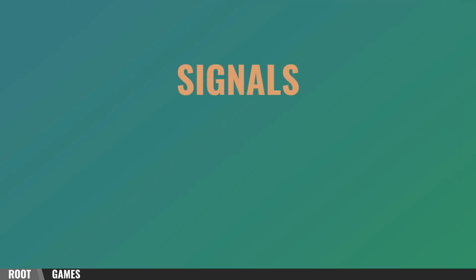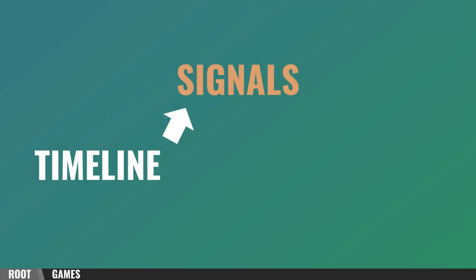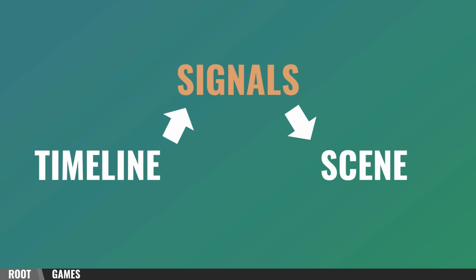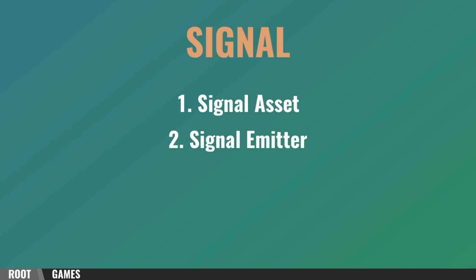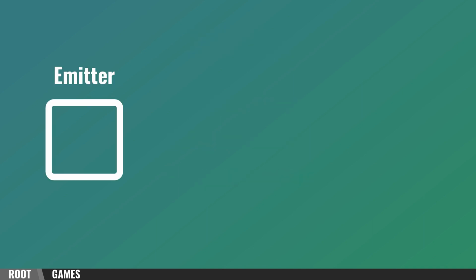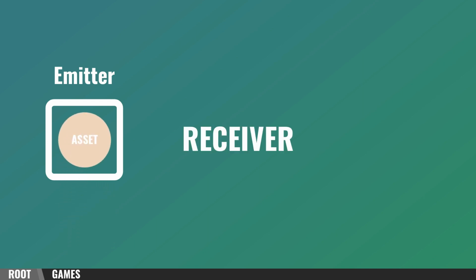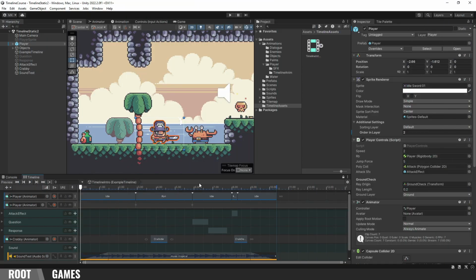We use signals as communication channels between the timeline and other objects and systems from the scene. A timeline signal is constructed from three pieces: signal asset, signal emitter, and signal receiver. We will create a signal emitter that will take a signal asset. The signal receiver will listen for signals from the signal emitter and execute signal orders. Let's see how to set up signals.